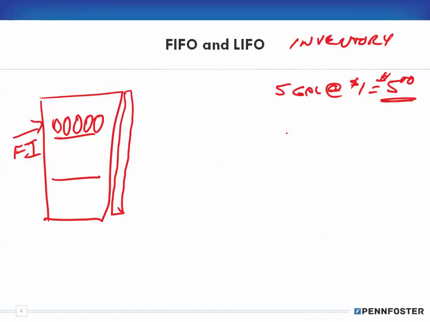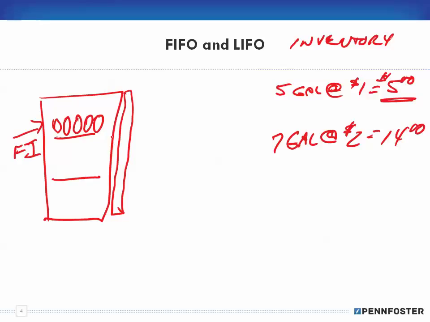Now, I go the next day, and let's say I buy 7 gallons of milk. And this time when I buy them, the price went up to $2 each. So the value of those 7 gallons of milk is $14. Now, here's the thing. When I open up the refrigerator, my mother always told me, make sure you rotate your food in the refrigerator, meaning you always use the oldest first. Well, I'm not going to mess around with that.